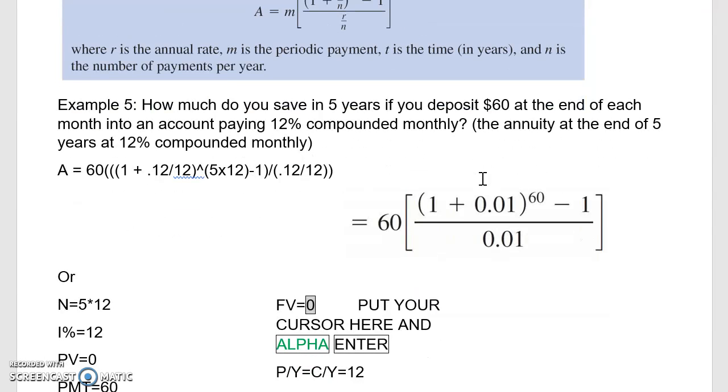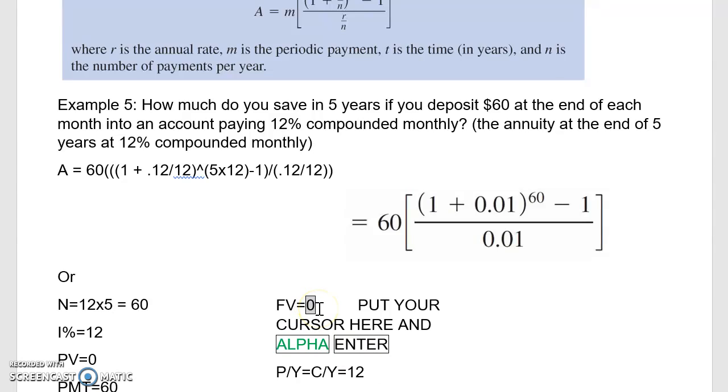So in my TVM solver, you'll note I already filled out N is 5 times 12 or 60. I percent is 12%. Don't confuse that for the monthly compoundments. Maybe I should put 12 times 5 here instead. Not that it matters, but the present value is unknown. The regularly occurring payment is $60. Future value is what we're solving for, and the PY and CY are both 12 for monthly.